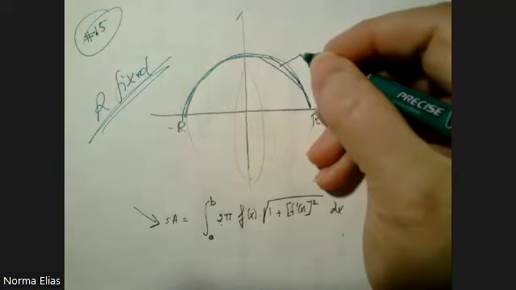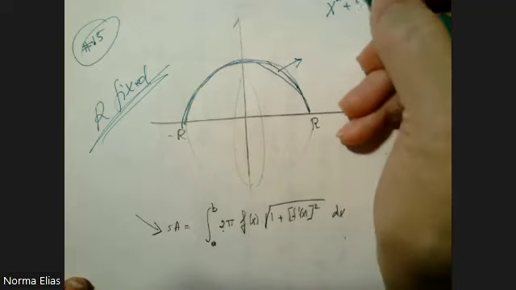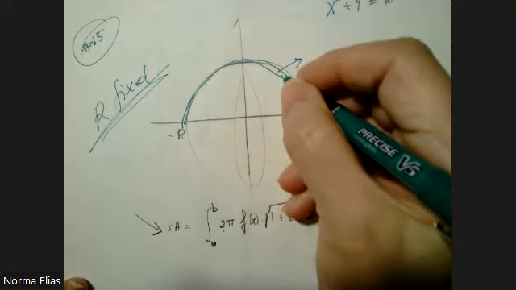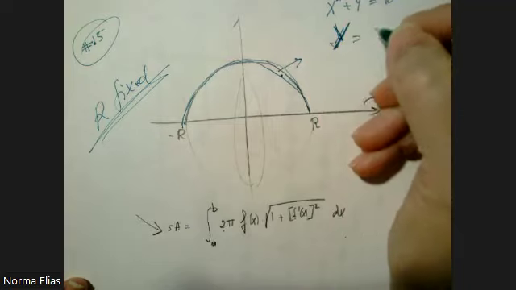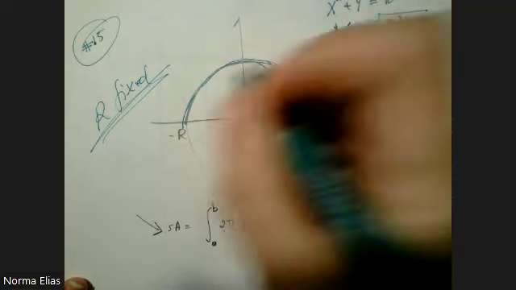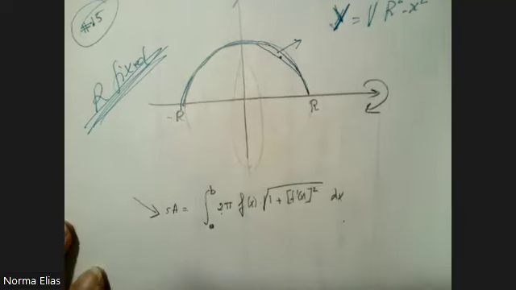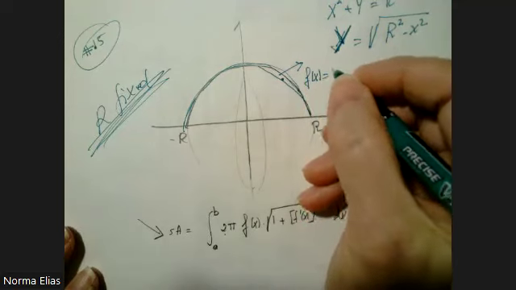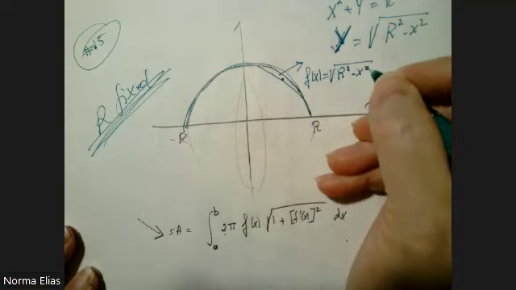Okay, so let us see what your classmate said. Equation of the circle is x squared plus y squared equals r squared. I need the x here. I'm sorry, I need the y. The y is going to be the square root of r squared minus x squared. Remember, r is fixed. Don't be scared of r. R is just a number. So the function here is the positive square root of r squared minus x squared.